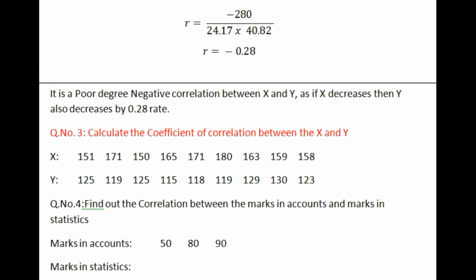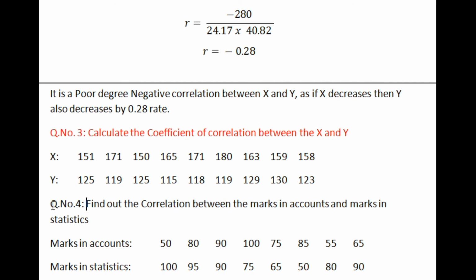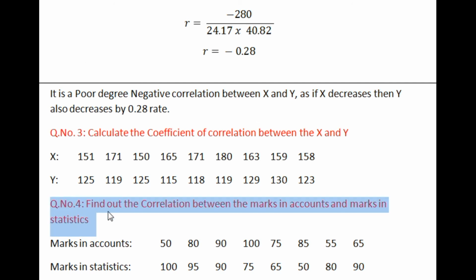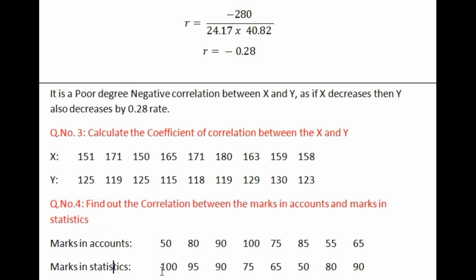50, 80, 90, 100, then 75, 85, 55, then 65. Then this variable is 100, then 95, 90, then 75, 65, 50, then 80, 90. So what you have to do now, when solving the problem, remember, you assume that this value is X, this value is Y, right? So these are the two questions I just gave to you.